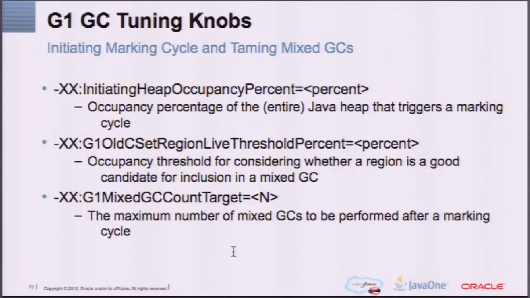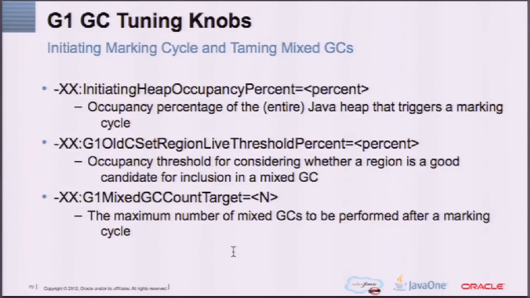I'm going to talk about initiating the marking cycle and taming mixed GCs. These are the three knobs that you need to learn. One is called the initiating heap occupancy percent. It defaults to 45. It's the occupancy percentage of the entire Java heap. Again, a difference from CMS, it's not just the old generation. It's the entire Java heap that triggers a marking cycle.